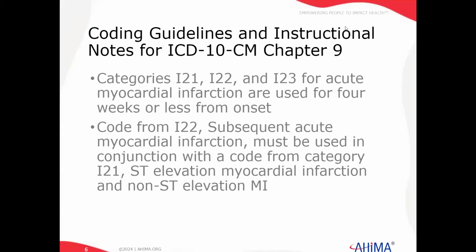And again, we have several different code categories for myocardial infarction, right? And they're I21, I22, I23, and it's important to read what these are, whether they're subsequent and acute, whether they're initial, and whether they're STEMI and non-STEMI. Their code categories are I21, I22, I23, and the key here is to read the documentation.